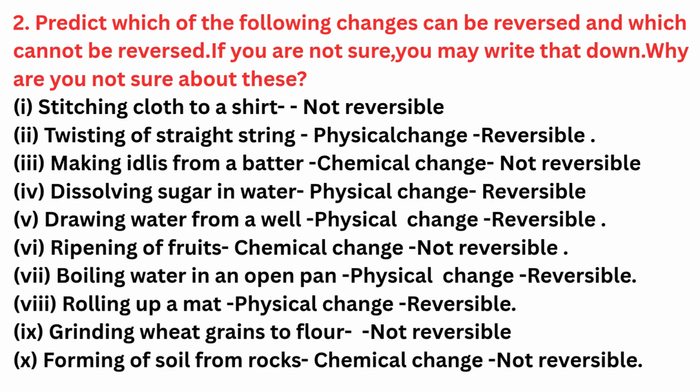Drawing water from a well, that is physical change, reversible. Ripening of fruits, chemical change, not reversible. Boiling of water in an open pan, physical change, reversible. Rolling up a mat, physical change, reversible. Grinding wheat grains to flour, that is not reversible. Forming of soil from rocks, chemical change, not reversible.